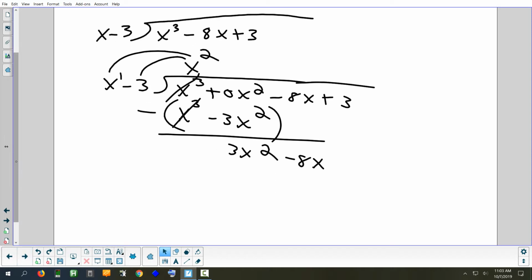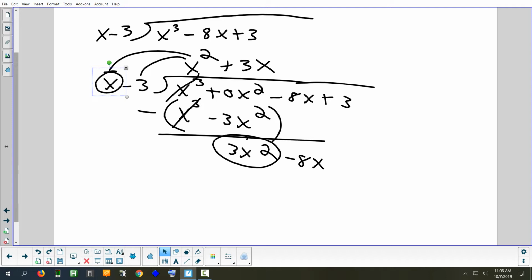Degree 0. All right, so now let's divide the first term here into the first term here. Do it all over again. How about, yeah, what do we get? Would it be plus 3x? Yep, plus 3x. So 3x squared divided by x gives you 3x, and we're going to check it by multiplying it back out.